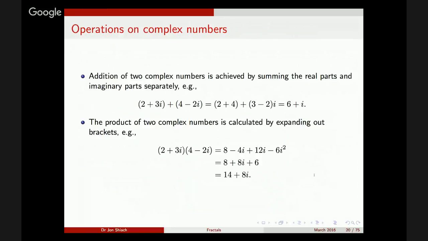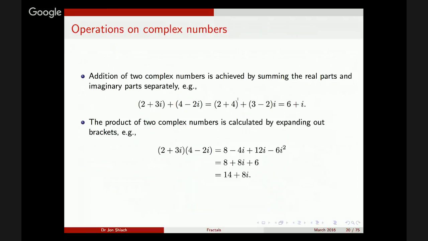Okay, so with complex numbers, we want to be able to add and multiply complex numbers. So if you add two complex numbers, you just add their real parts together, and add the imaginary parts together separately. So (2 plus 3i) plus (4 minus 2i). Okay, well the real parts are 2 and 4, so we add those two together. The imaginary parts are 3 and minus 2, add them together, just gives me 1i.